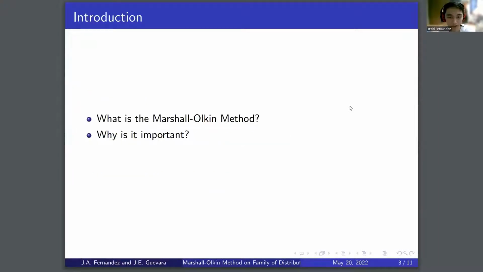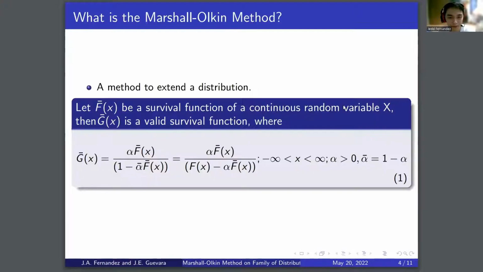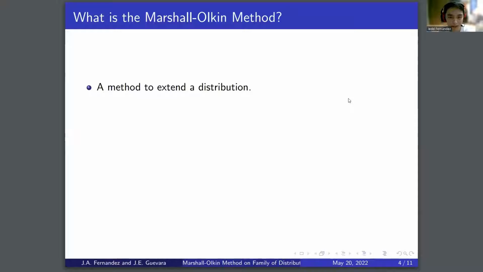To start off, we first answer the two main questions. What is the Marshall-Olkin method and why is it important? So what is the Marshall-Olkin method? In the year 1997, Albert Marshall and Ingram Olkin together published a paper where they developed a method in extending a known distribution by adding a parameter. This method we call the Marshall-Olkin method.